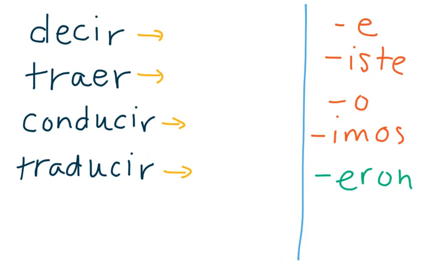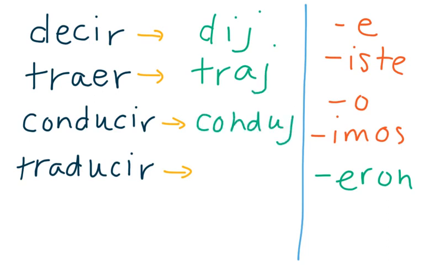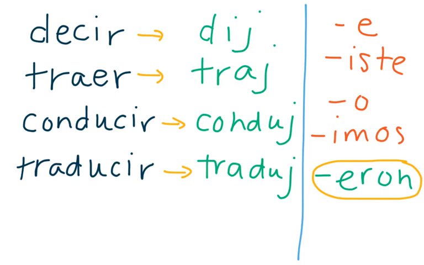Okay? Here we saw some of these in class as well, so let's do these. We have decir, which is to say, dij. These are all the ones that go to a J. So, traj, conduj, and traduj. Okay? And the only thing that's a little bit weird about these ones that's different from the other types of irregulars that you saw is that the ellos, ellas, ustedes form is different. It doesn't have the I, so that's something to take a look at.